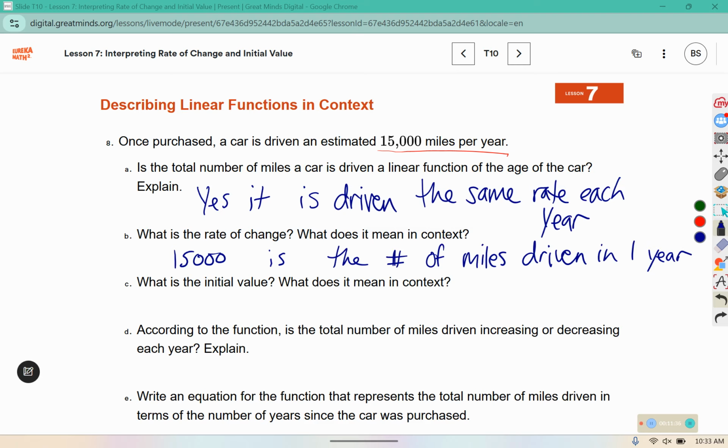What is the initial value, and what does it mean in the context? Well, if you buy a brand new car, it should be driven 0 miles. And in the context, it means a new car has been driven 0 miles, and that is the initial value, so initially.